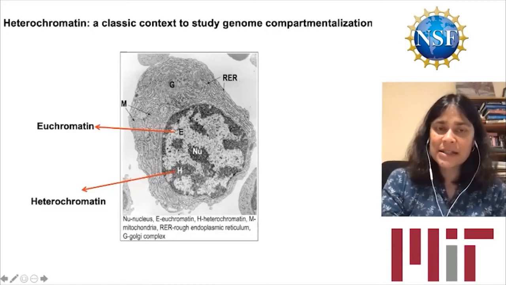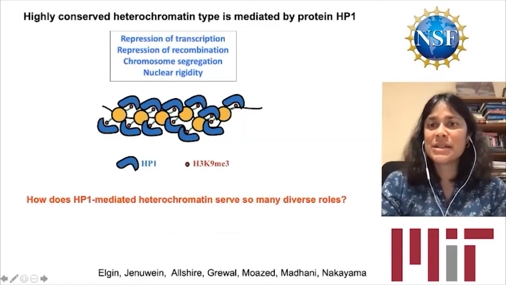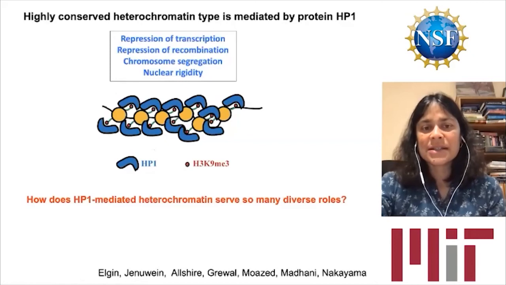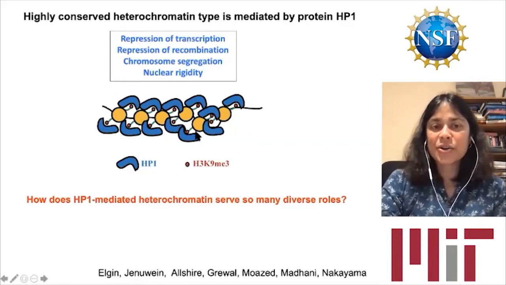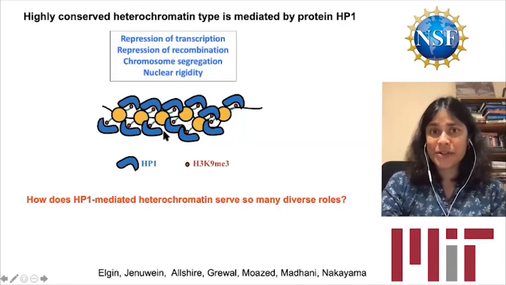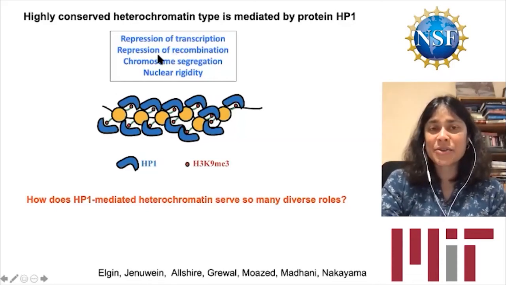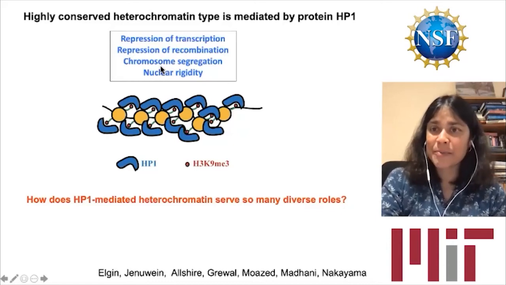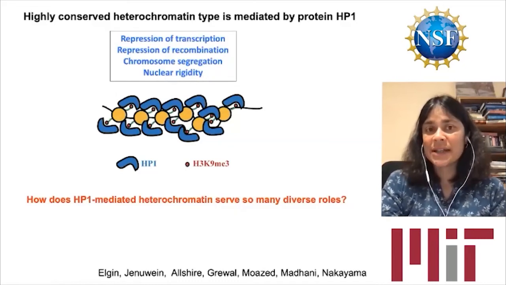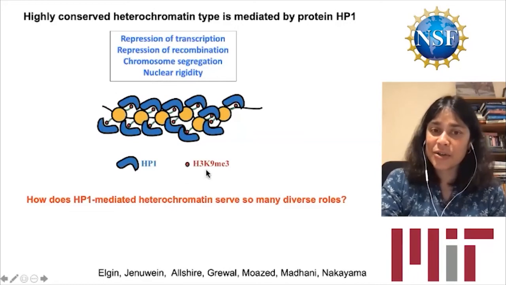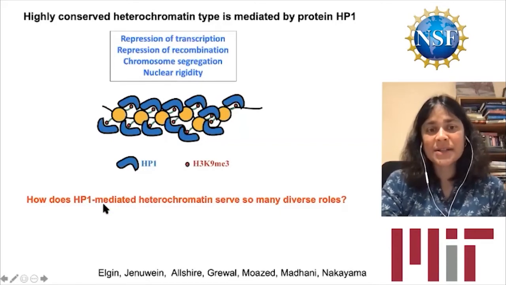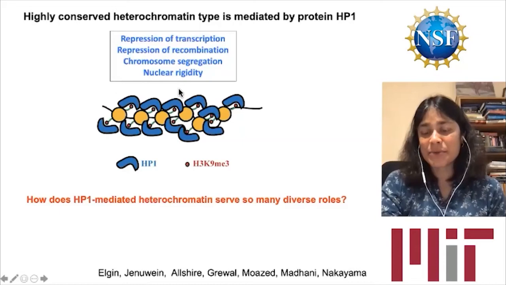Now, a highly conserved type of heterochromatin is mediated by the protein HP1. At the heart of this type of heterochromatin is the complex formed between the HP1 protein and chromatin that is methylated on histone H3 lysine 9. This type of heterochromatin serves many different functions. It represses transcription, it plays a role in repressing recombination, it is critical for proper chromosome segregation, and it is critical for conferring rigidity to the whole nucleus. And so the complex formed between HP1 and chromatin plays diverse biological roles. One of our longstanding questions in the lab is, how does HP1-mediated heterochromatin serve so many different types of roles in biology?